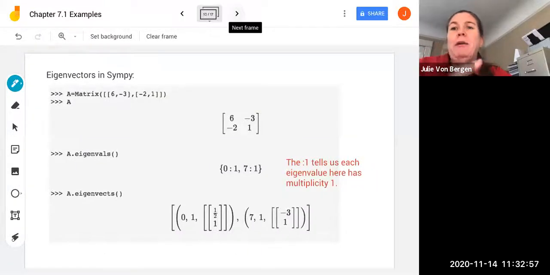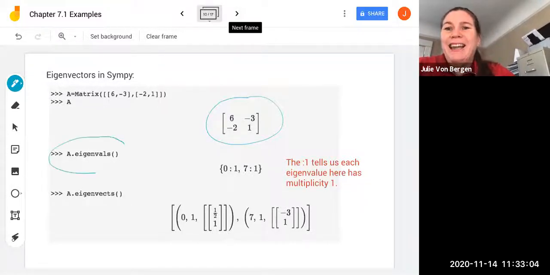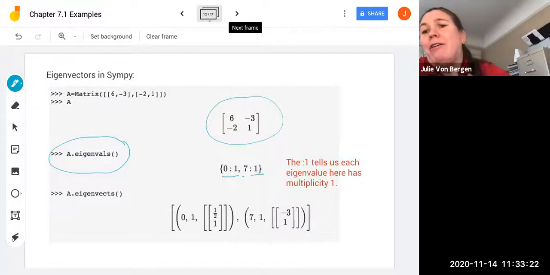So in Sympy, I put matrix A in here. You can see my code up here. And then when I do A.eigenvals with parentheses, that runs the function to find the eigenvalues of A. And so notice here, we've got 0, and then the :1 tells us that 0 eigenvalue has multiplicity 1. It just comes up once. And then we've got 7: 1. So that tells us 7 is our next eigenvalue, and it has multiplicity 1. We'll see if eigenvalues come out more than once, we get a different value after the colon.